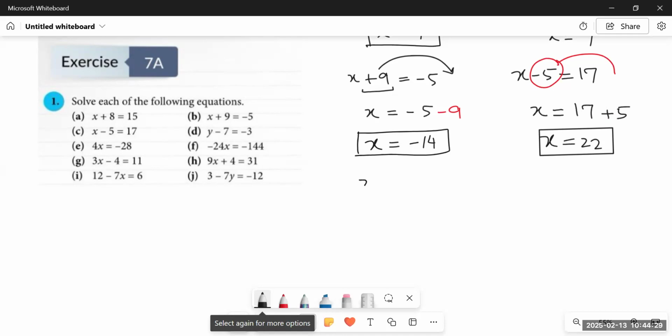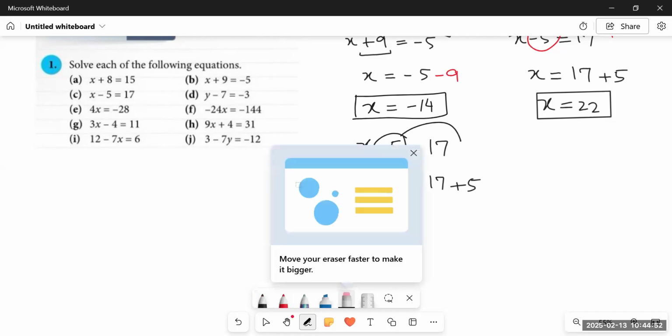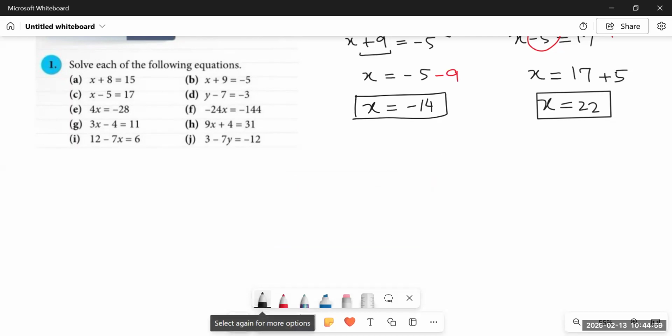Next, we have x minus 5 is equals to 17. Again, we have a negative number. We have to shift it to the other side, but the number on the right-hand side is positive. So it would remain as positive, and from minus 5, it will be plus 5 on the other hand side. And then when we add it, okay, oh, we have already done this one. Let's move to the next one.